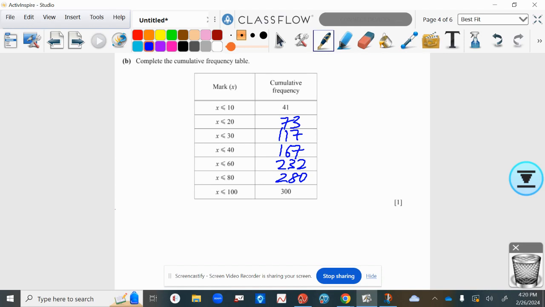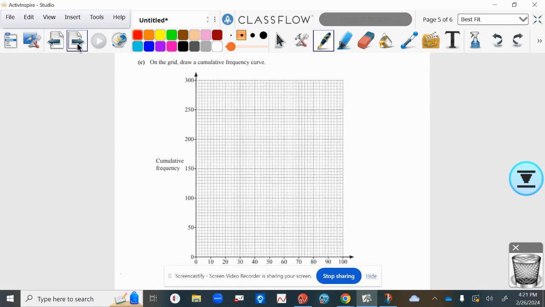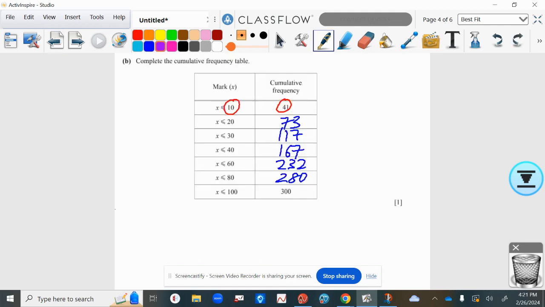Then you use this to plot a cumulative frequency graph. You always plot the upper boundary here, which is 10, because the lower boundary effectively is 0, against the cumulative frequency. So it'd be 41 and 10. Let's try and do that as carefully as I can. So 41 is 10, and 40 would be approximately there. It's going to be pretty difficult for me to do accurately.